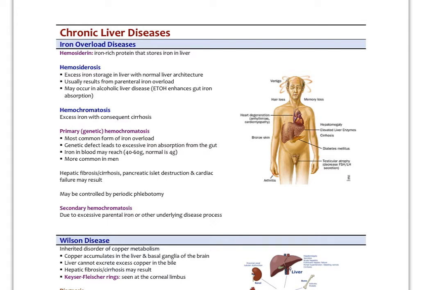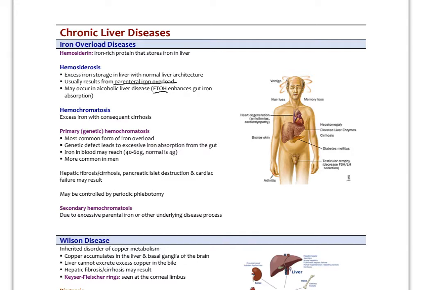So hemosiderosis is an excess iron storage in the liver with a normal liver architecture. So you see more hemosiderin in the liver, but there's no inflammation, no damage to the liver. And this usually results from just taking too much iron. You ingested too much iron, the liver accumulates that, the hemosiderin kind of stores it for you, and that will, if you stop taking it over time, dissipate. Sometimes it happens in alcoholic liver disease, partly because alcohol can enhance the gut absorption of iron, so you get more from the diet.